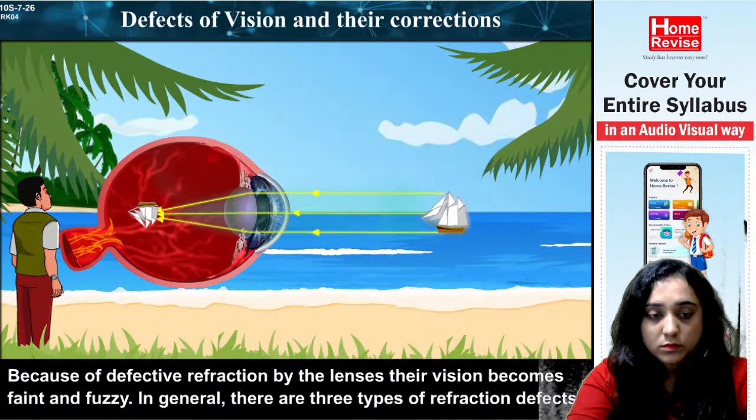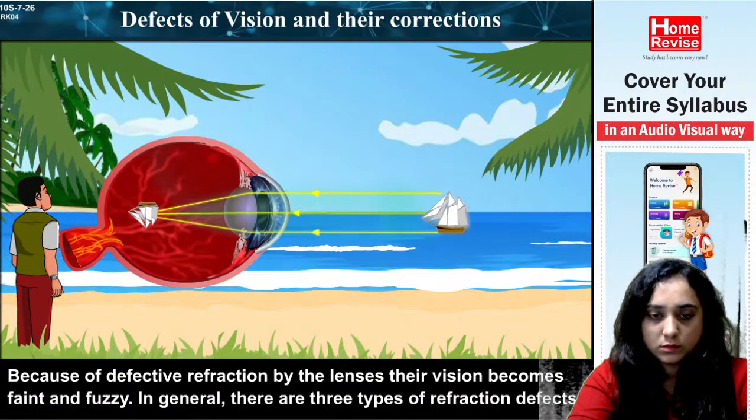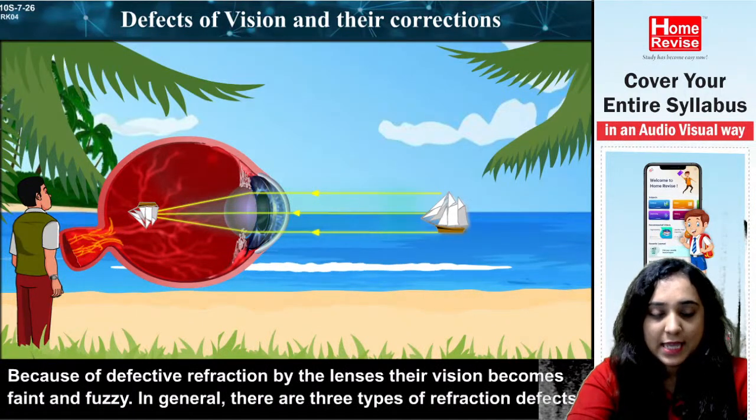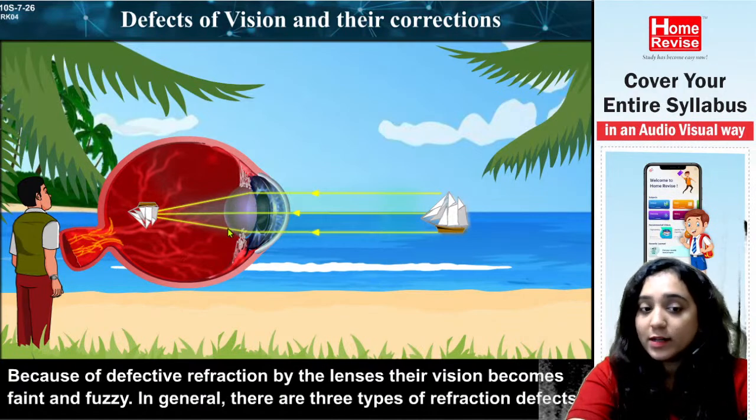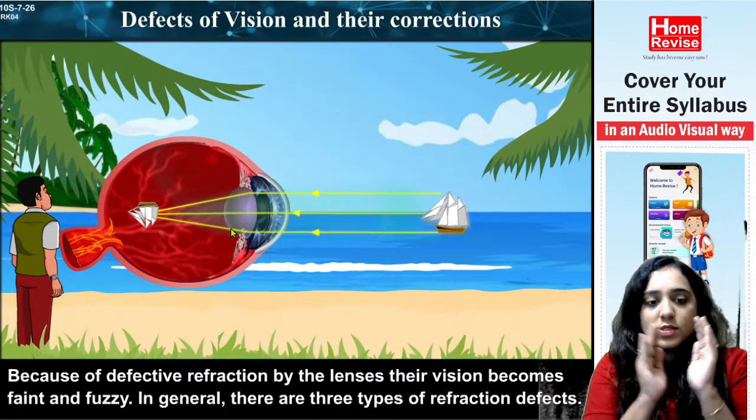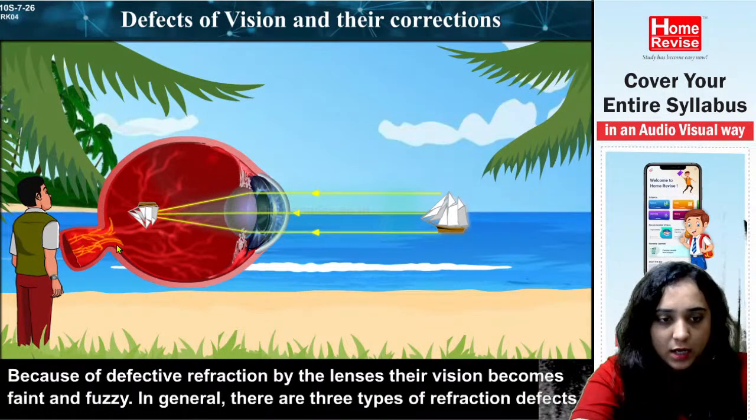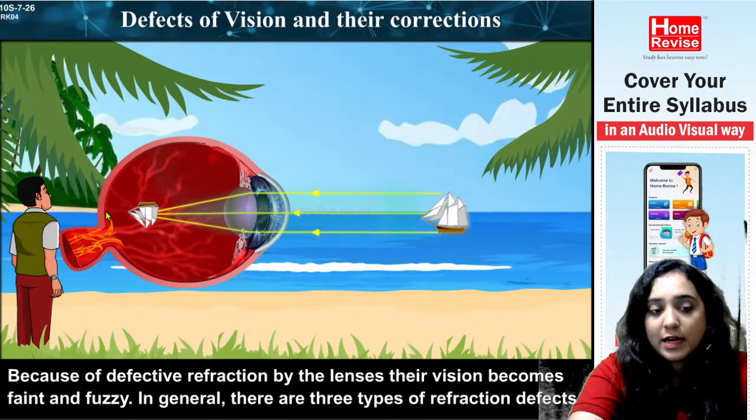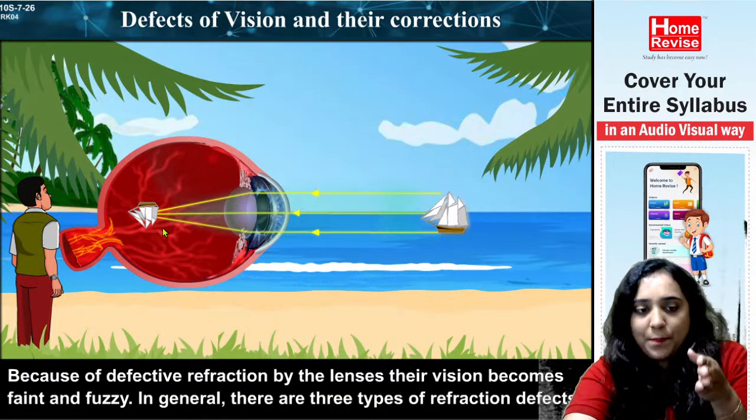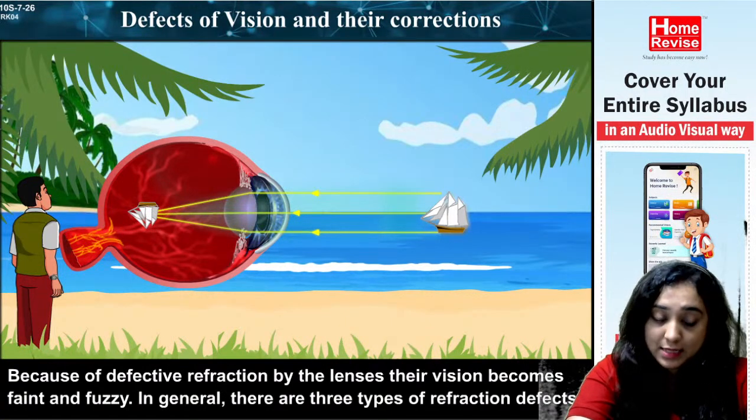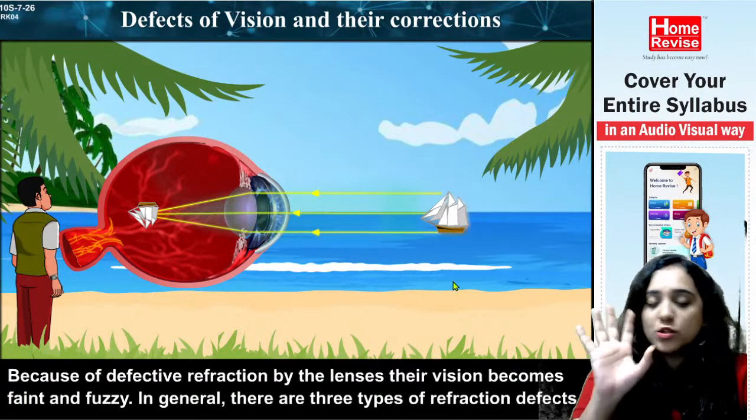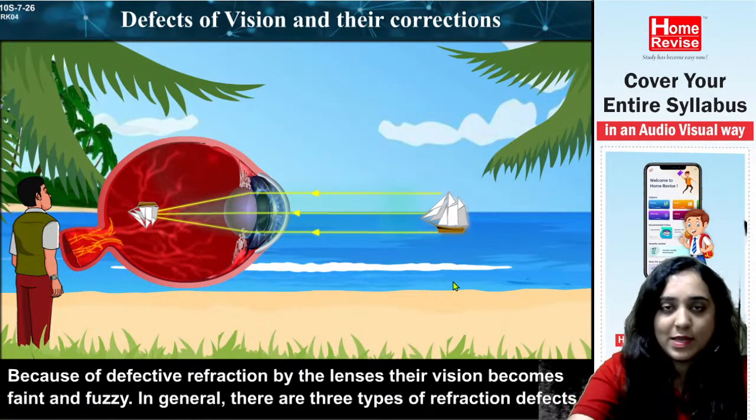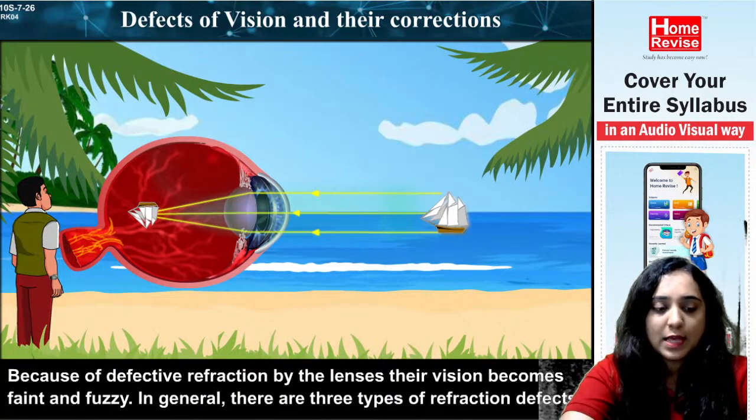Because of defective refraction by the lenses, their vision becomes faint and fuzzy. See, actually, what this lens does is adjust accordingly so that the thing should fall properly on this retina. But can you see, after converging the rays, it is not forming exactly on the retina. It is not forming on the retina; rather it is forming slightly before it. Because of that, what we call fuzzy blur, a faint blur, that kind of images form. Okay, yes, please pay attention.